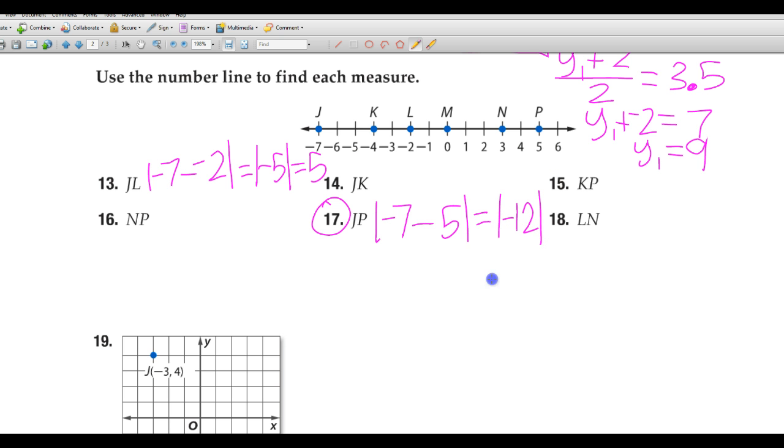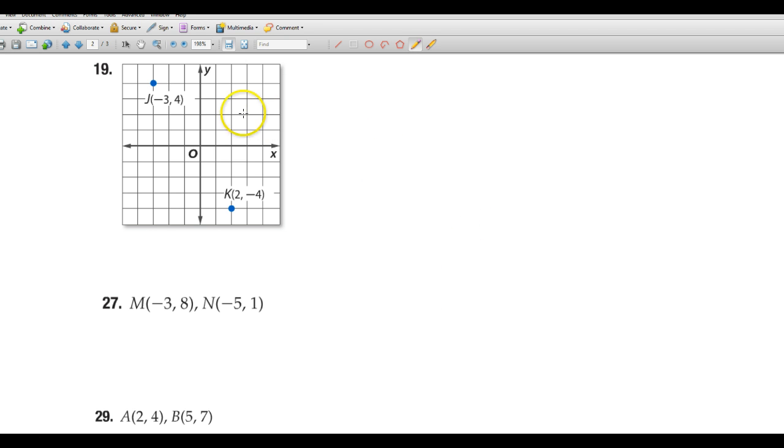And the absolute value will always be positive. Whether this number is negative or this number is positive, you always get positive. It's the distance away from 0 on a number line. Alright, on 19 we want to find the distance between J and K, so we're going to use the distance formula.